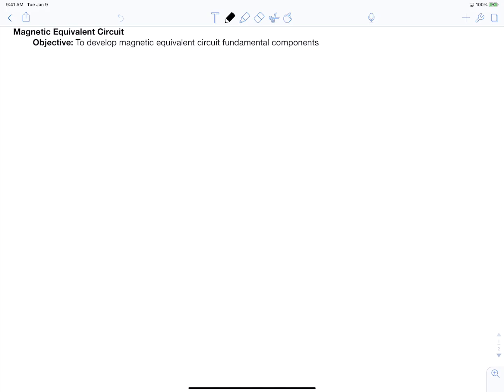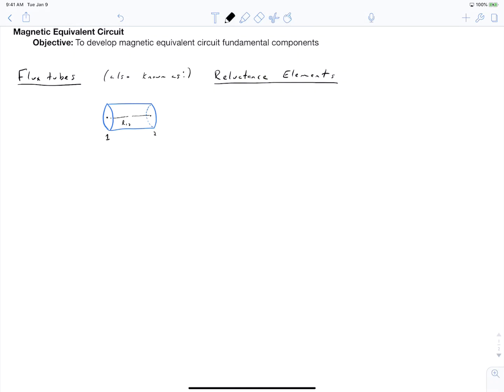And as you'll see, to effectively use this tool, we need to have a solid understanding of the physics of our machine. We need to have foresight into the paths that our magnetic field is going to take. So we're going to start this by talking about flux tubes or reluctance elements. And I'll sketch a generic flux tube here, which has some length of L and has two surfaces, surface 1 and surface 2, which I've labeled, and I've put a dot in the center of these surfaces to indicate a node. This is like a node in an electric equivalent circuit.